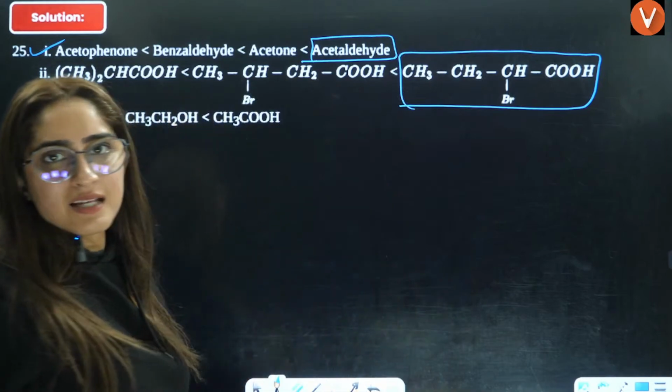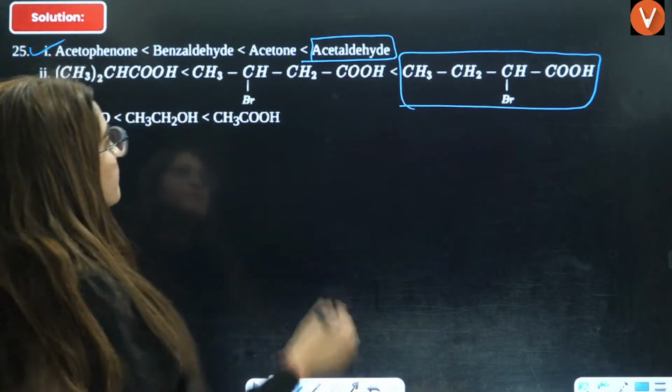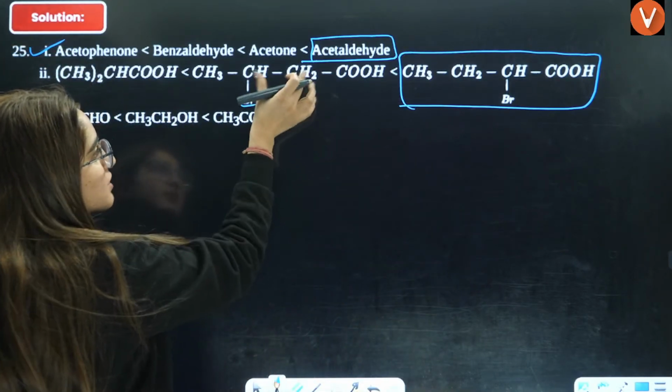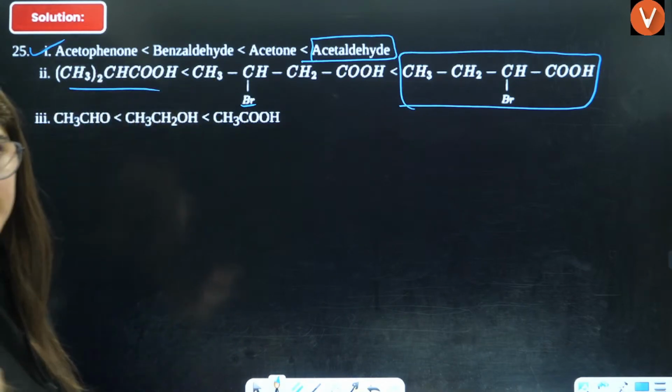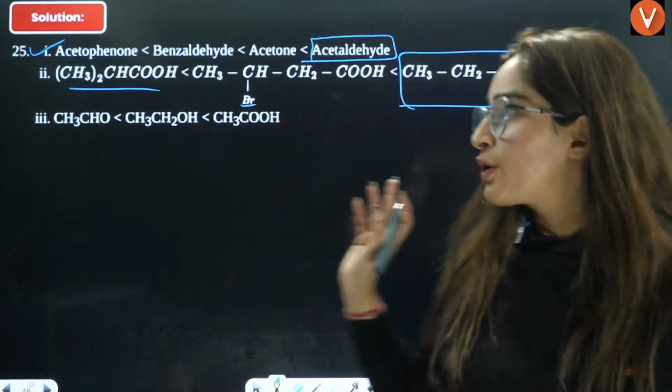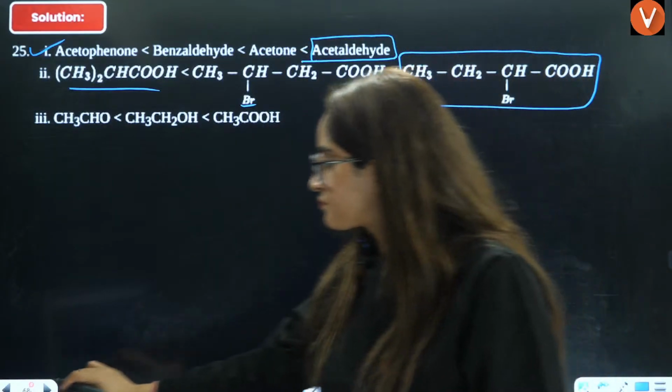Okay, Br is going to show minus I effect here. Here also Br is going to show minus I, but the distance is more. Here there is no Br, so here the answer is going to be nothing, right? Okay, so it is going to have minimum stability.